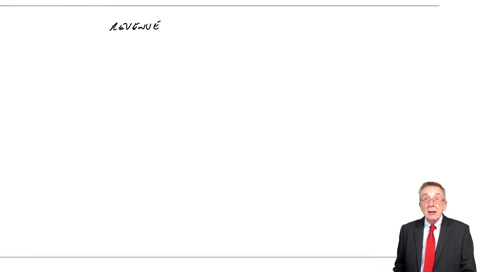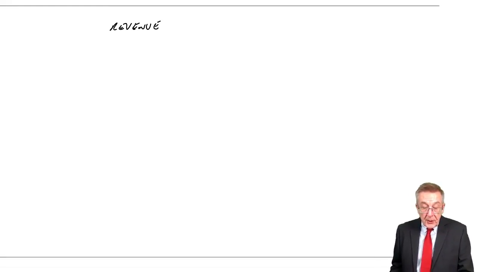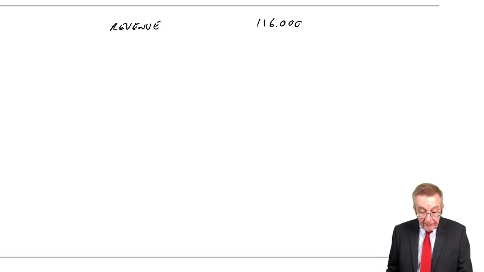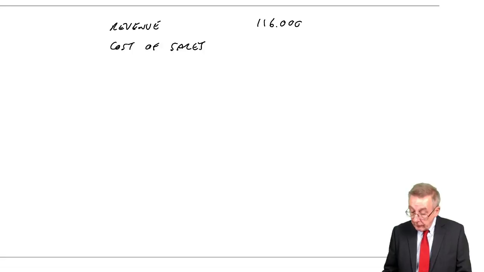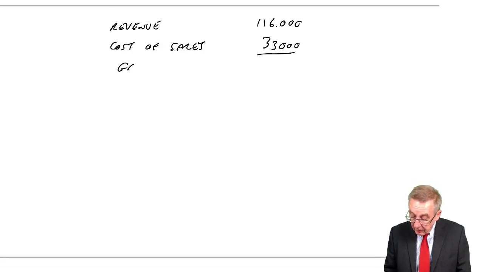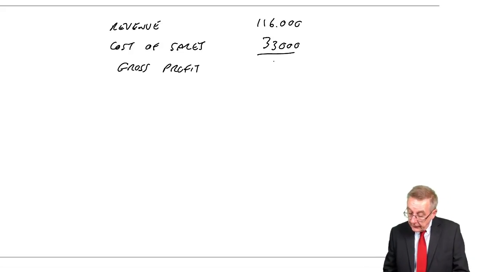The consolidated statement. First of all, revenue. Well, all the way down, we simply add up. So 85 and 31, 116,000. Cost of sales, add up. 21 and 12 is 33,000. And so the gross profit, 83,000.